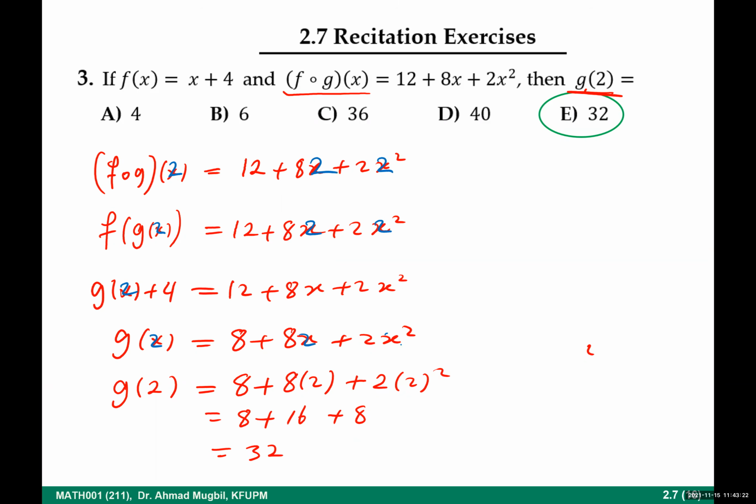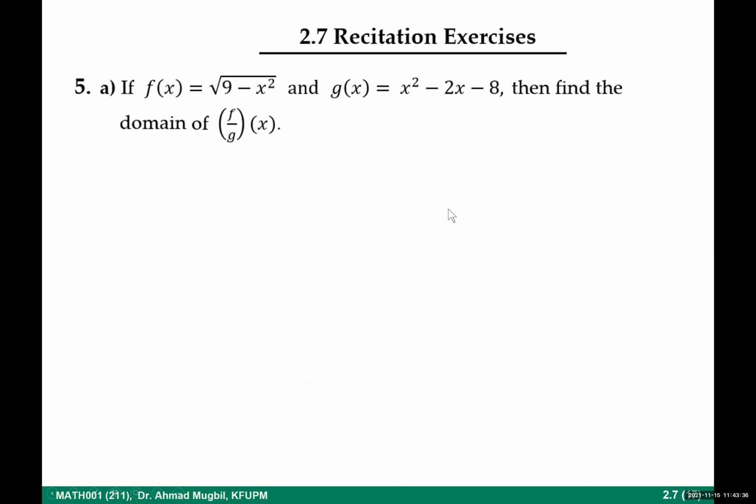You can do that from the beginning with 2, and you will have the same answer. But here, what I try to show you is that you can find g of x in general, if he asks you how to find g of x. Clear? Let's go to solve this one. I think we still have time to do that.